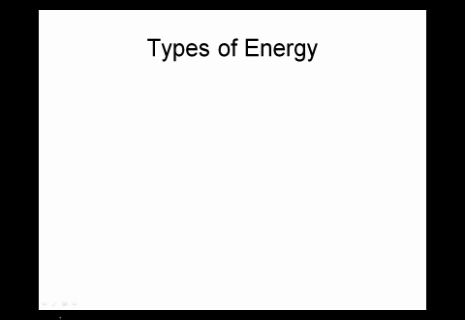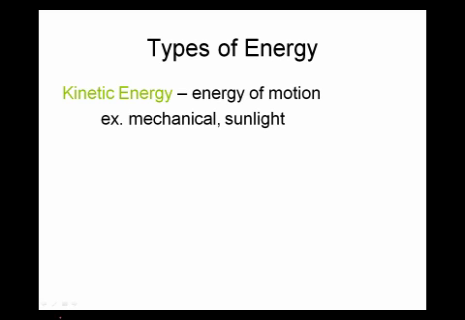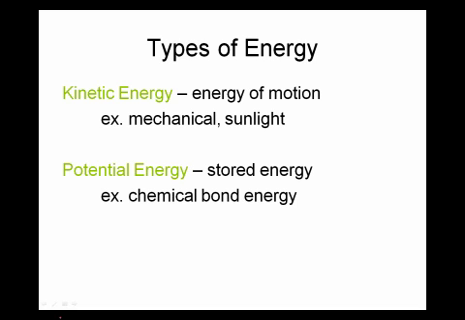There are different types of energy. Kinetic energy is the energy of motion. Anything that has mass and movement possesses energy. So, mechanical energy. Sunlight is also a type of kinetic energy.